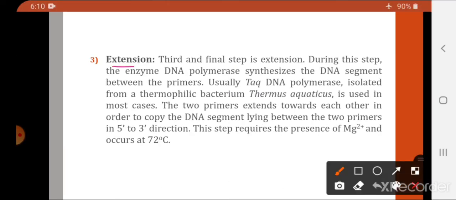The next step is extension. So it is the third and final step. During this step, the enzyme DNA polymerase synthesizes the DNA segment between the primers, usually TAQ, that is Thermus aquaticus.